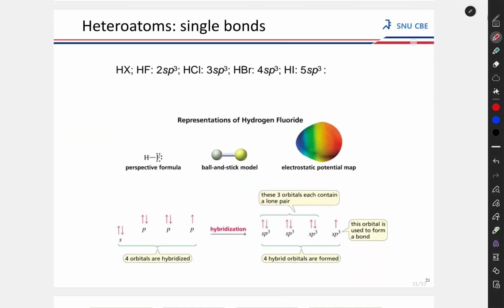What about halide containing species? Hydrogen fluoride, for example. You can invoke, in this case, again the sp3 hybridization. If you focus on the fluoride in this particular case, then you can count the number of arms here: you have 3 lone pairs, 1, 2, 3, and 1 single bond. So 4 arms. So sp3 hybridization for the central fluoride as well.